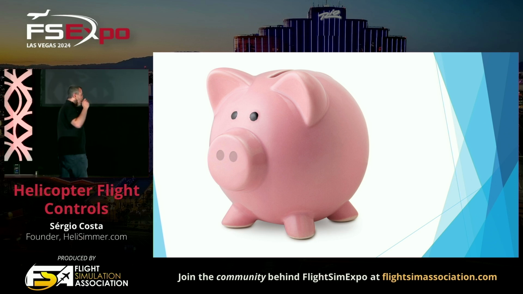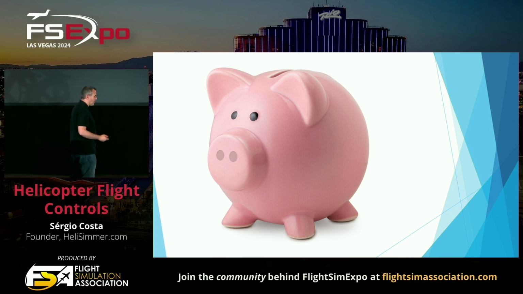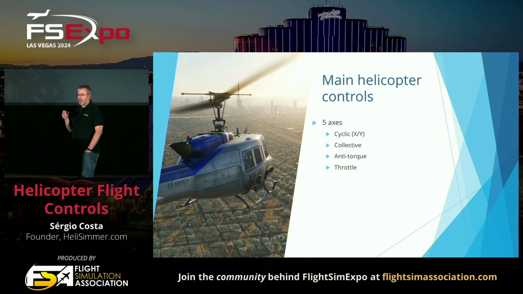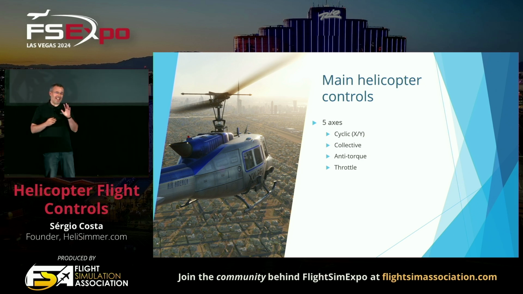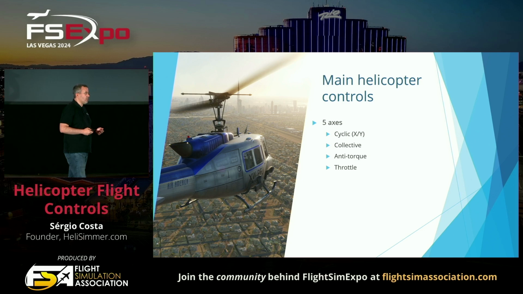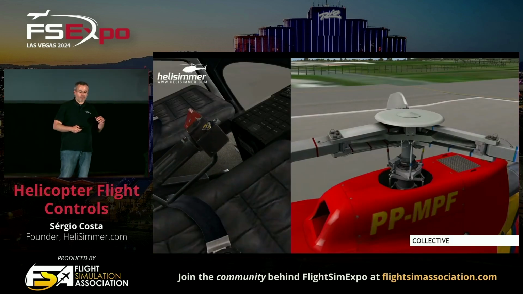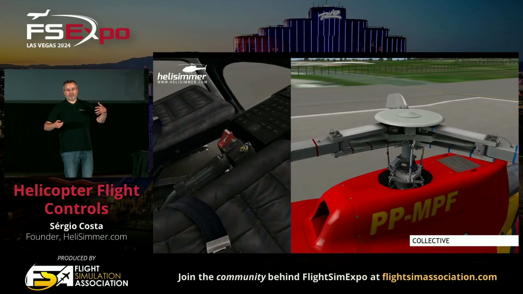So, what do we need to control helicopters? To find that out, we need to know how helicopters are controlled. Helicopters basically have five axes: the cyclic, which is actually two axes, X and Y; the collective; the anti-torque, which some people call rudder, it's not; and the throttle, which acts differently from a fixed-wing aircraft. Those controls are what make the helicopter fly, so to speak.